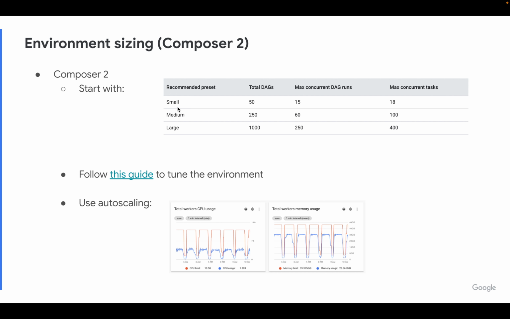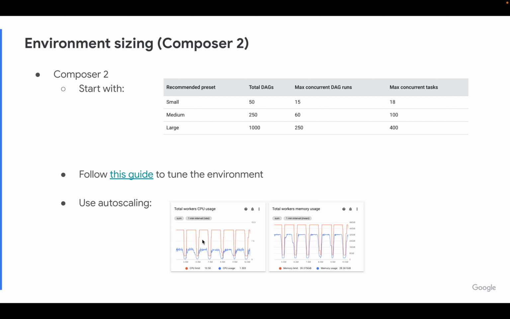In either case, whichever of those you pick, there is a guide on how to tune the environment and what elements to look into, trying to get to an optimal performance cost ratio in your environments. So please start with any of those presets using this guideline that you're seeing right now, but then use the guide that I'm also going to link below to tune the environment further and either reduce your cost or improve performance or reliability of your DAG runs.